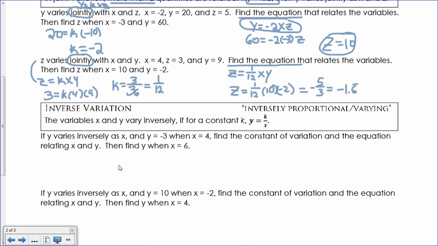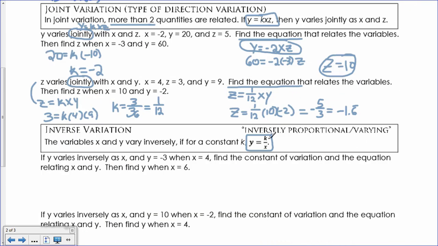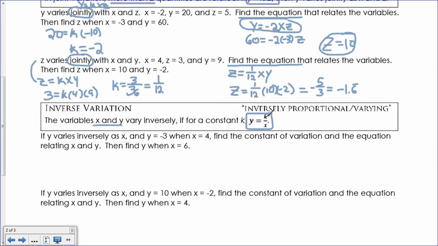All right, our last type of variation is inverse variation. Now this one is going to be different from direct and joint variation because this one is now using division. These two use multiplication to link the variables together. This one is using division. So we are back to just two variables, and this time instead of k times x, it's k divided by x.